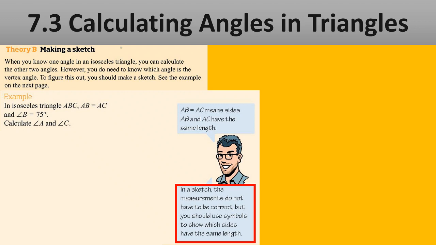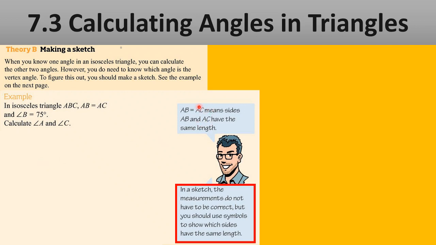A sketch is just there to help you figure out how a certain figure behaves and what it looks like. So for example, here, if you've got a question like this: in isosceles triangle ABC, AB is equal to AC and angle B is 75 degrees. Calculate angle A and angle C.